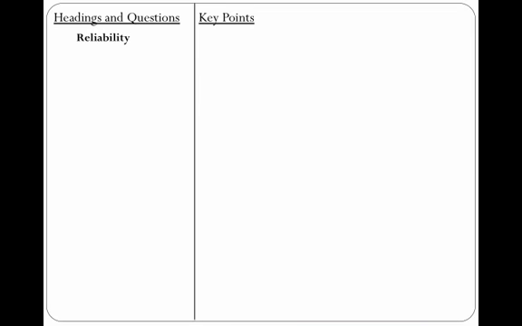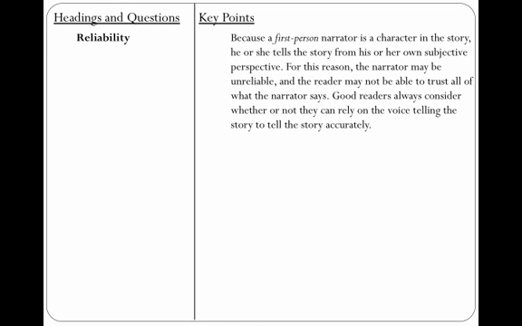Our final aspect that we're talking about that influences how the narrator can tell the story is reliability. Now this is actually a literary term that literary scholars talk about when they're thinking about and writing about different narrators of stories. Now, the first person, let's see how this influences the first person. Because a first-person narrator is a character in the story, he or she tells the story from his or her own subjective perspective. For this reason, the narrator may be unreliable, and the reader may not be able to trust all of what the narrator says.